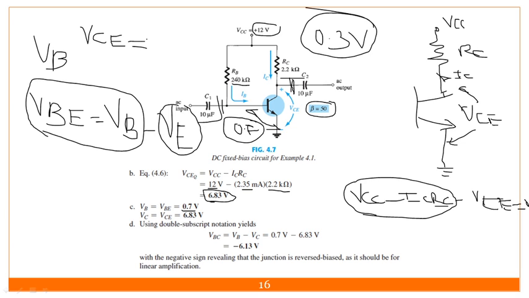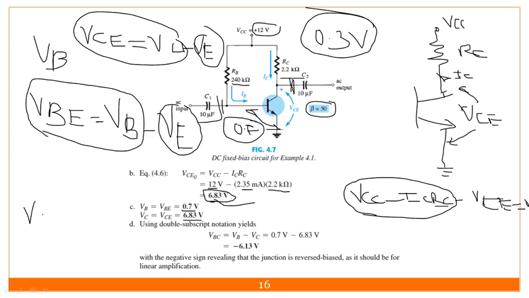Then VCE is VC minus VE. Since VE is 0, VC is equal to VCE, so VC is 6.83 volt, which we have calculated. And VBC is VB minus VC. VB is 0.7 minus VC, which is 6.83, so the answer is minus 6.13 volt.